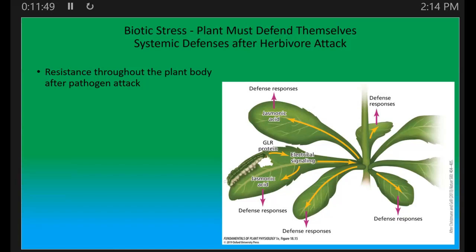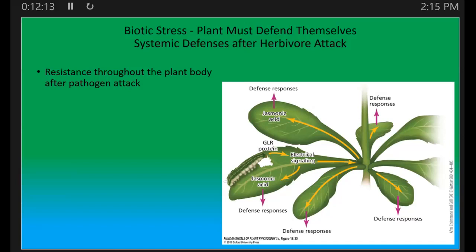So I'm just going to be giving you a little bit here. There's a term called systemic defense. Okay, systemic. So we do that too. Our bodies will also do a systemic defense response. And that basically just means that it's going to be a whole body response to whatever it's getting attacked by.